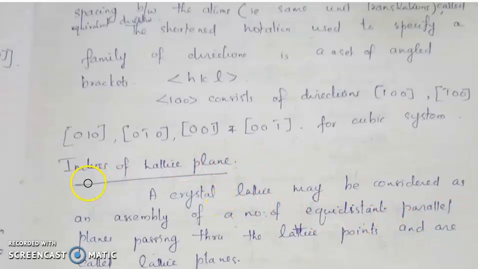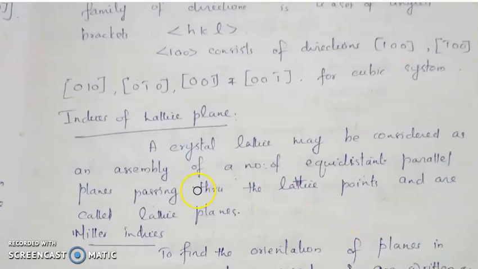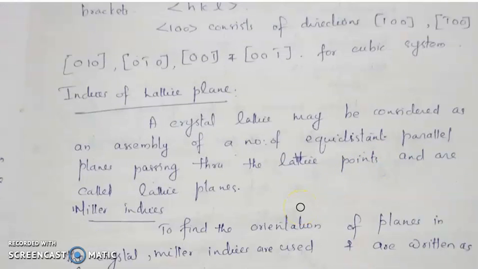Next is the indices of lattice planes. A crystal lattice may be considered as an assembly of a number of equidistant parallel planes passing through the lattice points, and these are called lattice planes. A crystal lattice as a whole has several lattice points, and each lattice point can be associated with a lattice plane. So it is an association of several lattice planes. Equidistant parallel planes are passing through the lattice points.